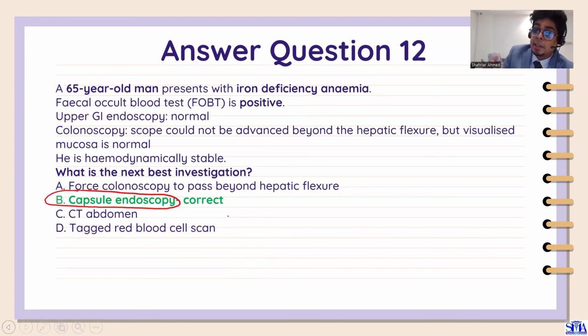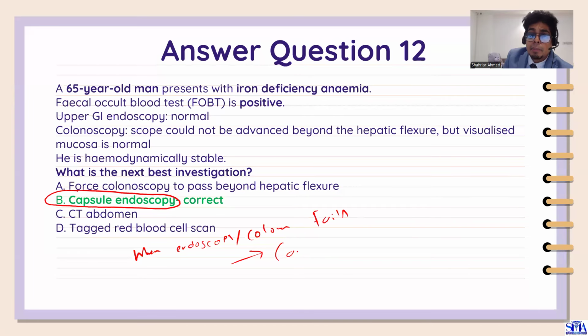Few things are like a protocol: when endoscopy or colonoscopy fails, it is capsule endoscopy. So, that's the rule. It's not about always going for CT and this, that. When endoscopy, colonoscopy fails, you send capsule endoscopy.